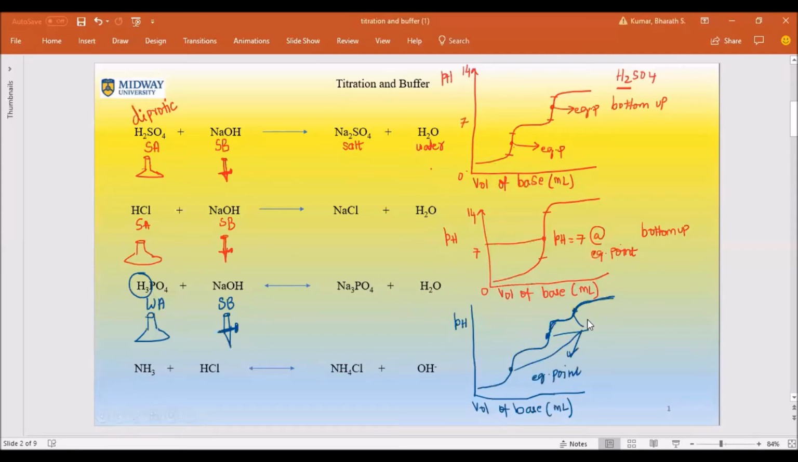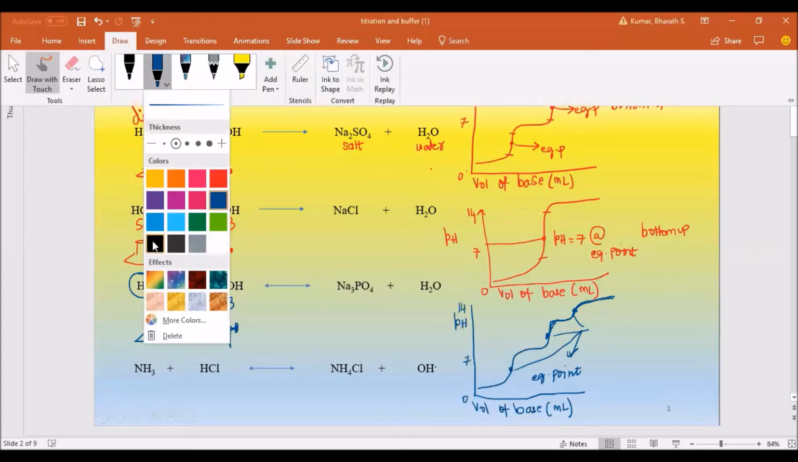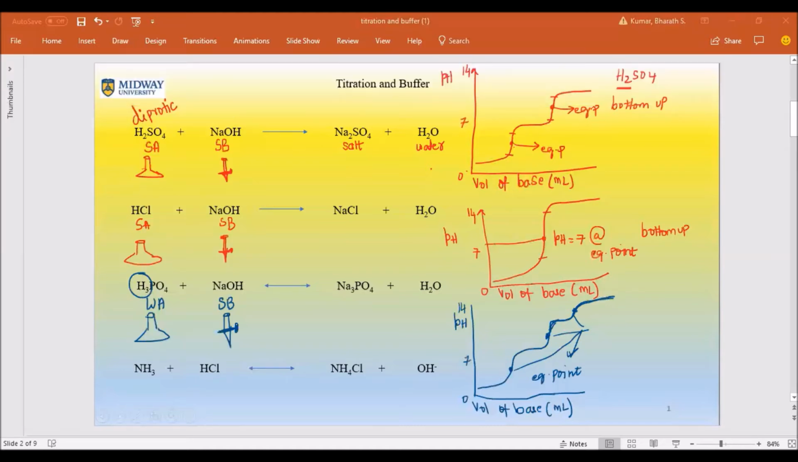Okay. So let's complete it. So 0, 7, and 14. That's a weak acid strong base, but nevertheless, it's got 3 inflection points. Let's complete it with one more and a different color. I'm just going to go with this purple. It's good. Okay. So last one.